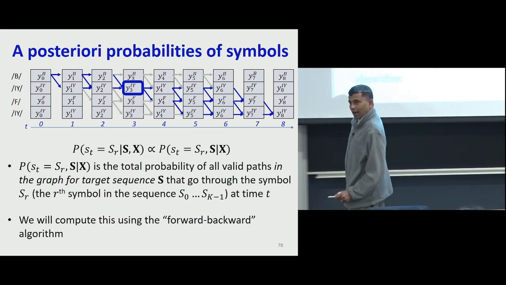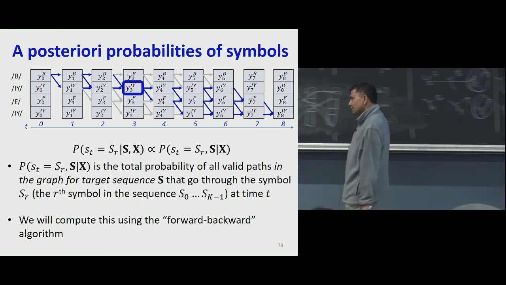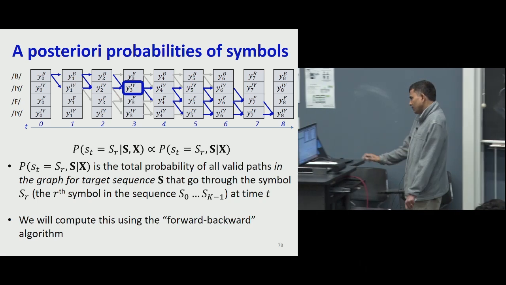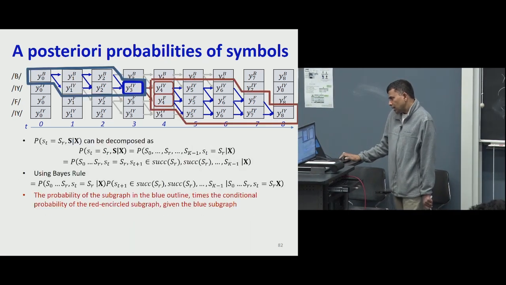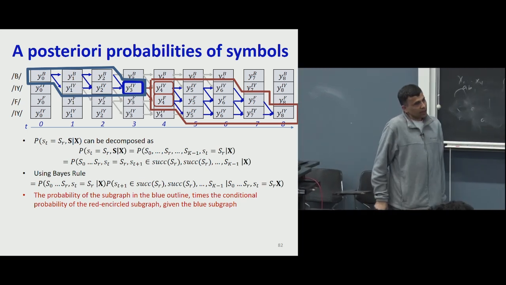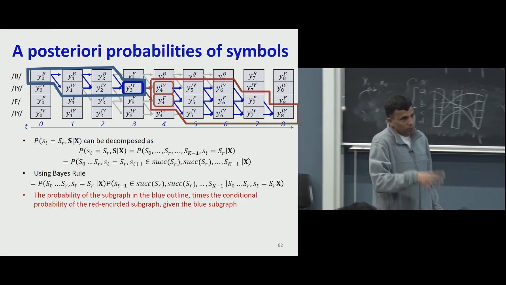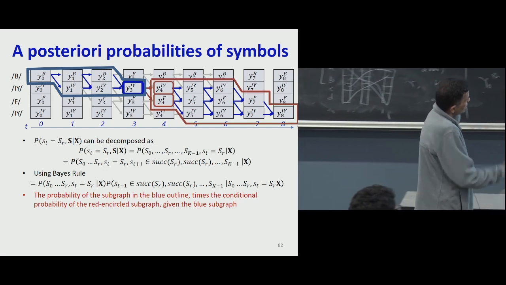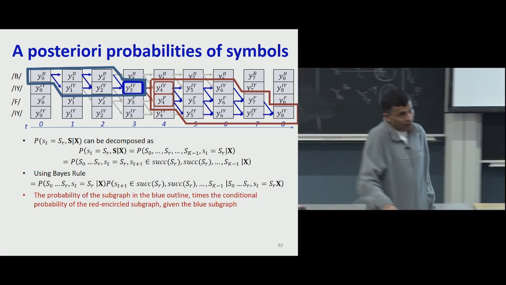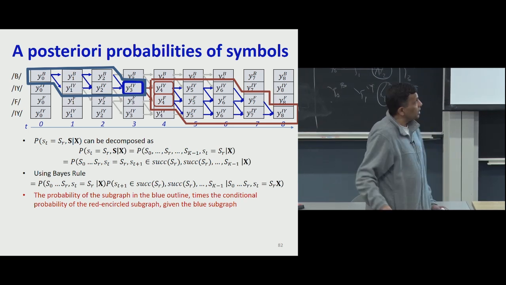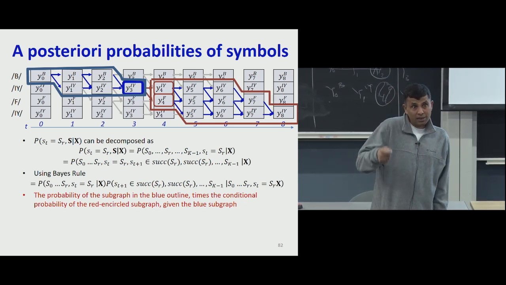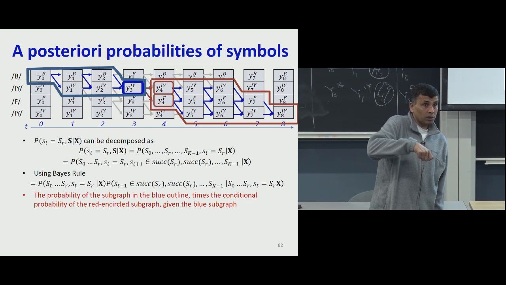Right? Now, computing this probability, it turns out, is fairly straightforward. I'll skip the arithmetic and I can restate it like so. The total probability of that graph is the total probability of the subgraph that's enclosed in the blue box times the total probability of the subgraph that's enclosed in the red box conditioned on the blue box.